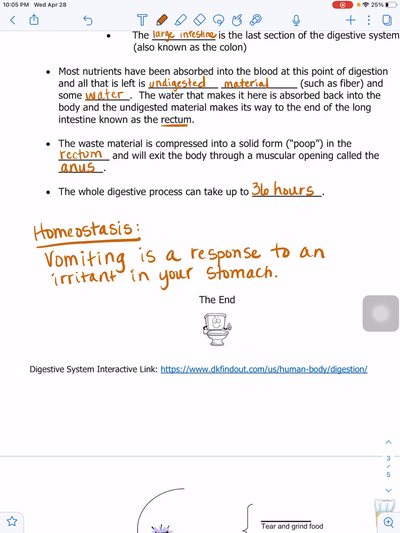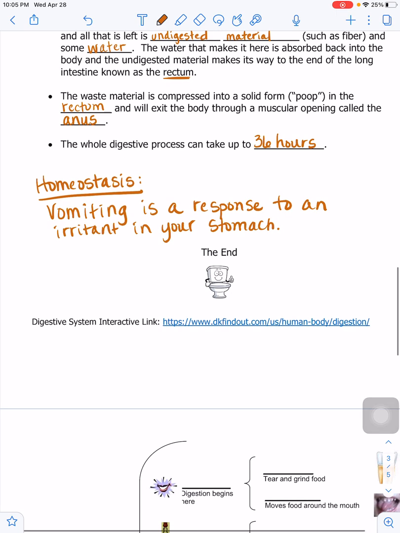All right, there is a link here. It's a DK Find Out link. It is interactive, and you can go to it and see all the different parts of the digestive system, with more information, and it shows you where exactly you can find those parts.